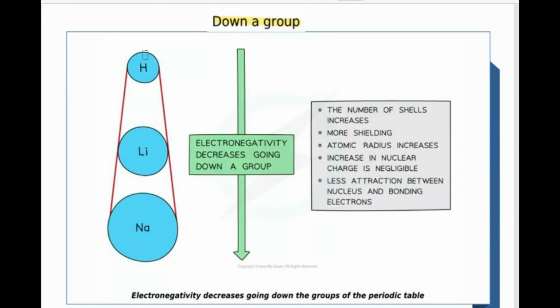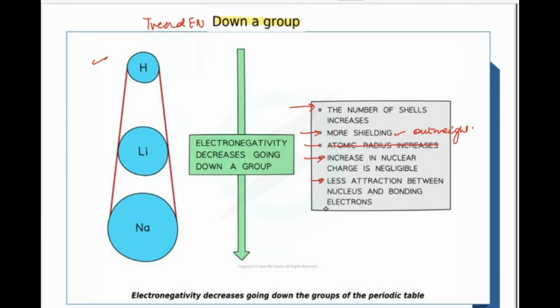Fine. So this is a pictorial depiction of the electronegativity trend in a group. This is the trend of electronegativity down the group. These are the factors they're stating: the number of shells increases, so there is more shielding. We are not doing atomic radii right now because we have not touched upon it. Then the increase in nuclear charge is negligible because the shielding outweighs the nuclear charge, and therefore the atoms experience less attraction. And that is why this happens.